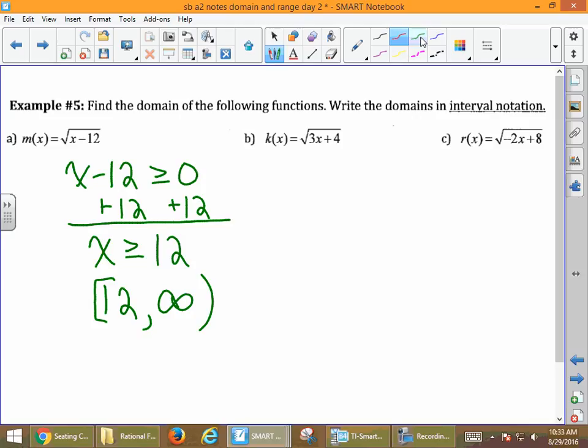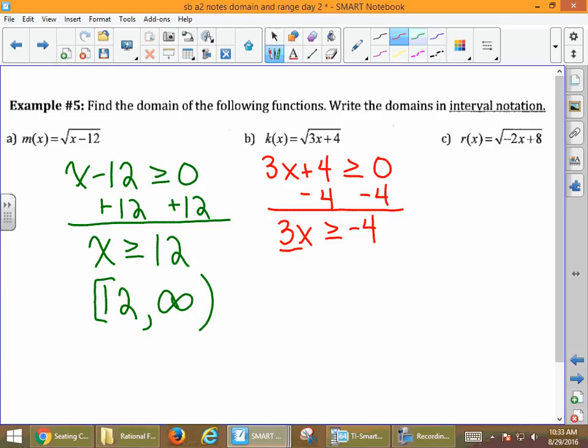Same process here for our remaining two examples. What needs to happen underneath our square root is we need to be dealing with a positive value or 0. And the way that we indicate positive value or 0 is with this symbol greater than or equal to. We subtract 4 from both sides, and we get 3x is greater than or equal to negative 4. Divide both sides by 3, and we get x is greater than or equal to negative 4/3. You do not need to rewrite that as negative 1 1/3. We can leave it as the improper fraction that it is.